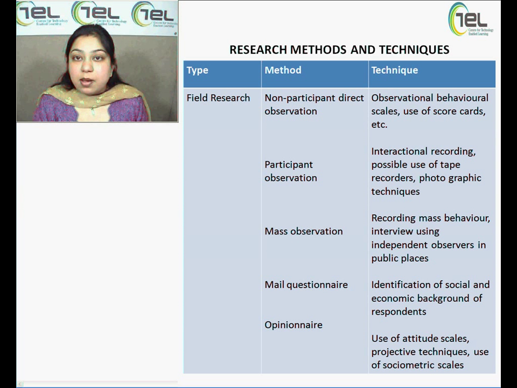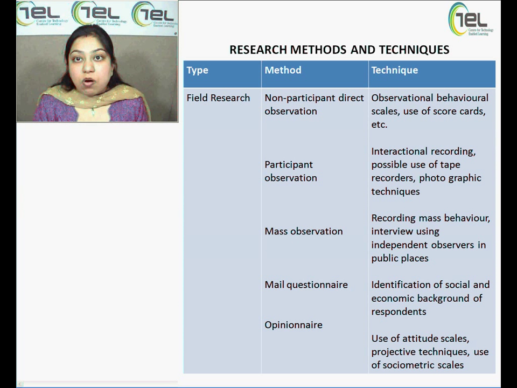Another method is the mail questionnaire, where you prepare questionnaires, a list of questions, and mail them to the respondents or the sample of people under study by the researcher, and then you try to seek responses from them. The technique applied to mail questionnaires is identification of the social and economic background of the respondent. For example, if you are not aware of the economic background of the respondent, it is very difficult to get responses to a mail questionnaire.